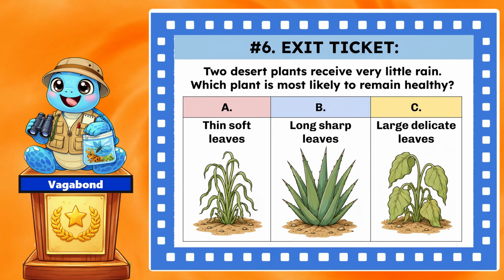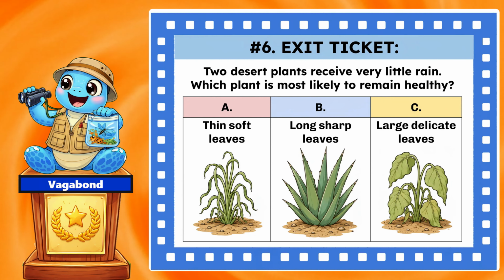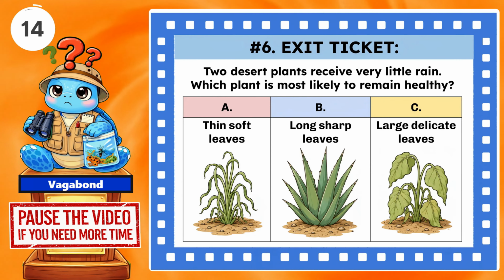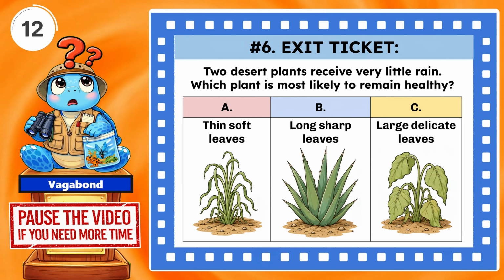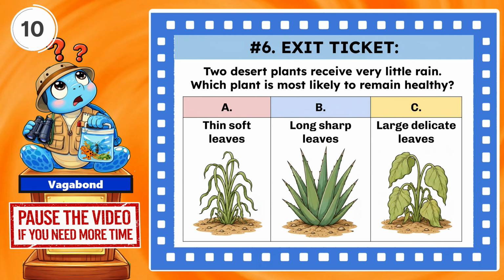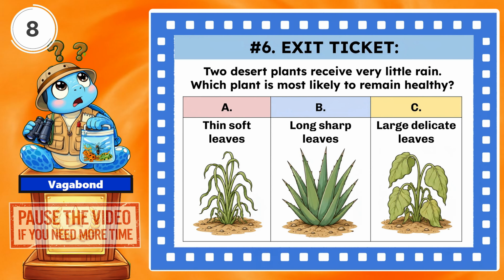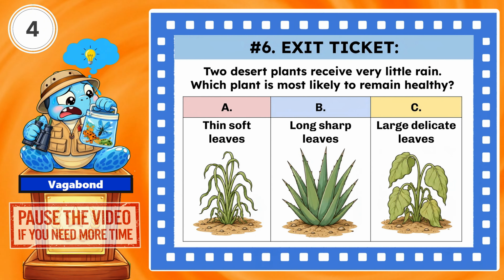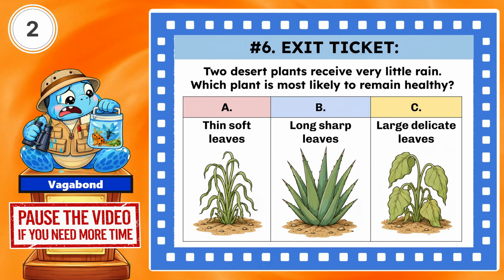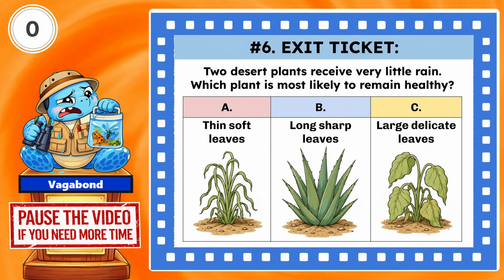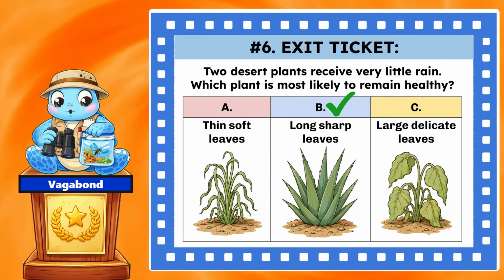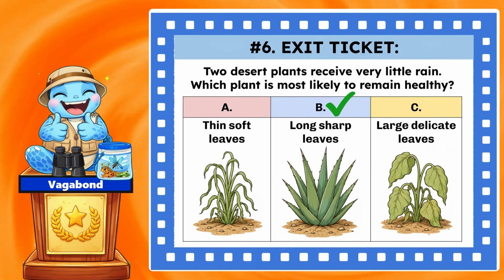Two desert plants receive very little rain. Which plant is most likely to remain healthy? And the correct answer is letter B. Long, sharp leaves.